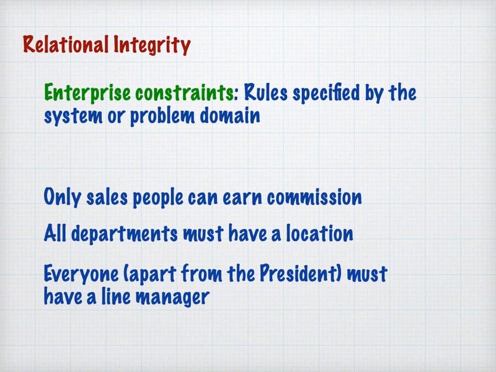Now the third type of relational integrity that we have are called enterprise constraints. These are rules specified by the actual scenario, the system, the problem domain that you're dealing with. Often they're like business logic rules. It could be something like only salespeople can earn commission. All departments must have a location. Everyone has to have a line manager apart from the president. And you can actually define those rules in the database product itself. So if somebody attempts to update or insert a record or perhaps even delete a record that contravenes one of these rules, some kind of alert goes off or that process is forbidden by the interface.